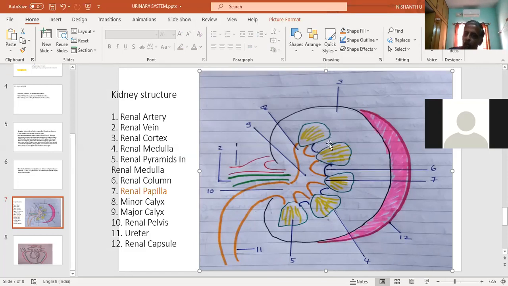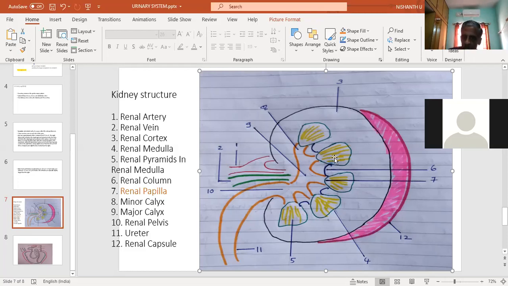And between the renal medulla, the space between them is also cortex only. The space between the renal medulla, we are calling it by one name. What is that? Renal column. These are called renal columns. That space is filled with a lot of blood vessels.